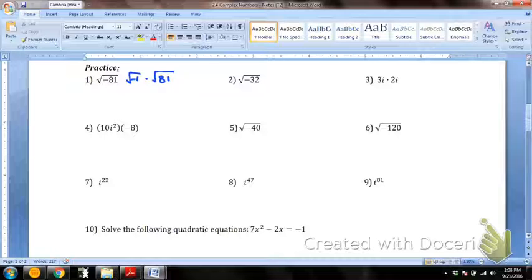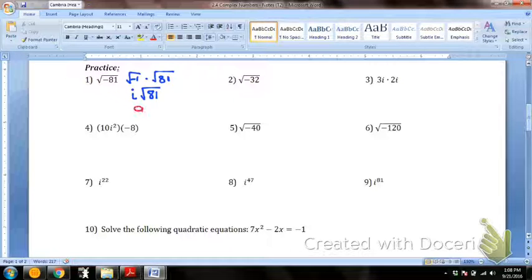Now, i does not appear in your calculator, so you don't really need your calculator. What is the square root of negative 1? What did we just say it was? i is the square root of negative 1. So this becomes i times the square root of 81. Okay? But what is the square root of 81? 9. Now we can do the problem, right? Now we can simplify this because the square root of 81 is 9.